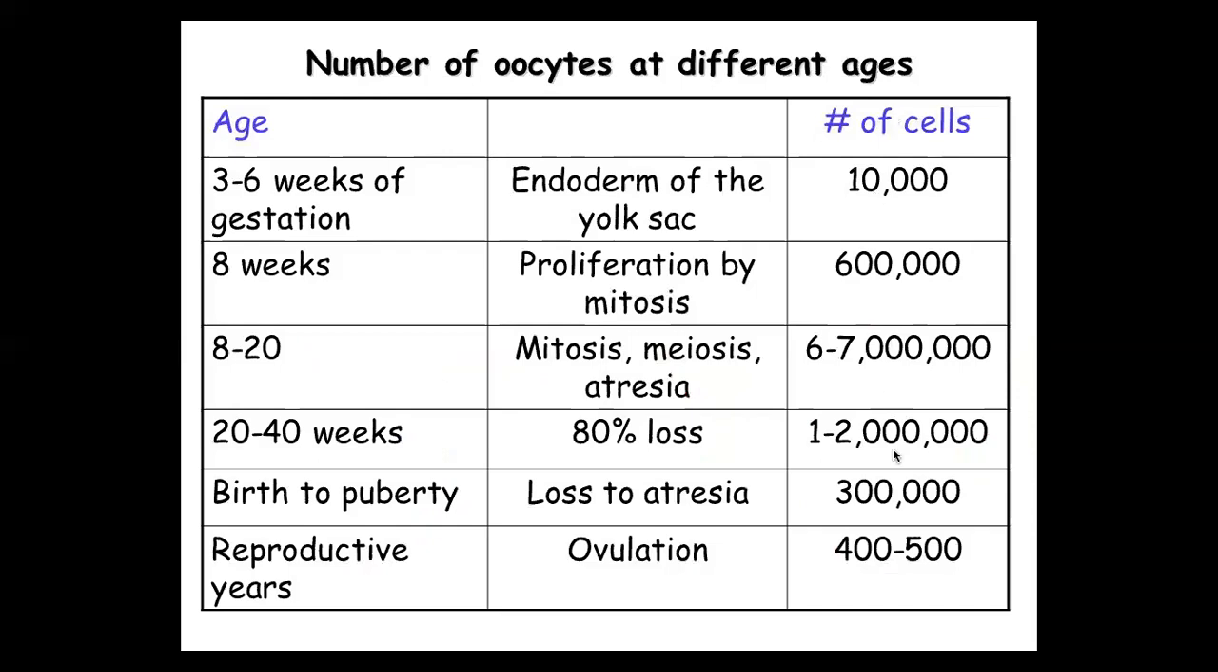And how many number of cells are there? Lot of divisions take place when the child is a female fetus. When a child is still a female fetus, at that time the number of eggs present in her, starting at 3 to 6 weeks of gestation, is just 10,000. By 20 to 40 weeks, it increases to many millions, and then slowly by birth and puberty it comes to 3 lakh, and by reproductive years only 400 to 500 eggs are present.